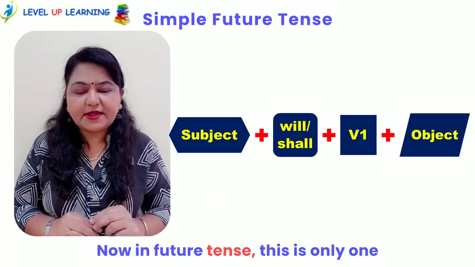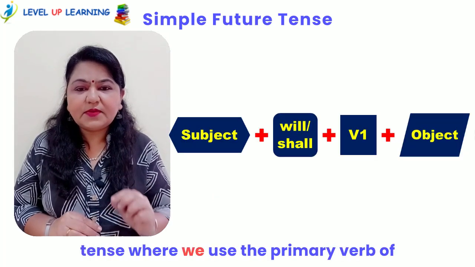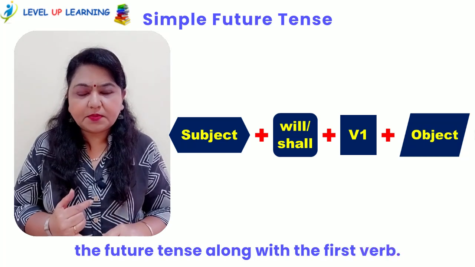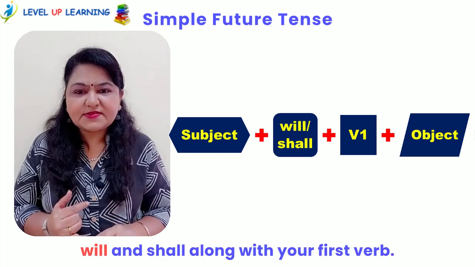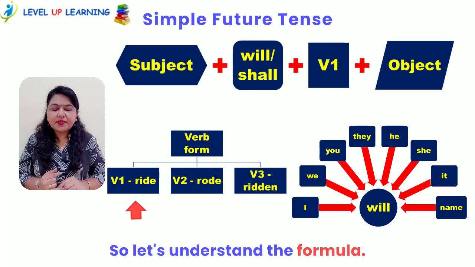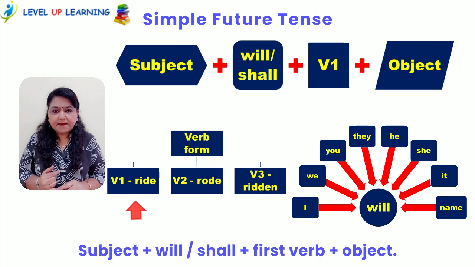Now in future tense, this is the only tense where we use the primary verb of the future tense along with the first verb. But the primary verb of the future tense is will and shall along with your first verb. So let's understand the formula. Subject plus will or shall plus first verb plus object.